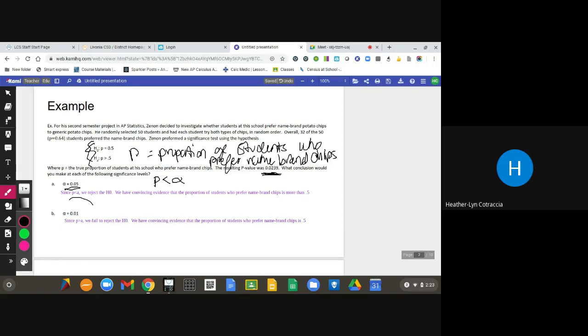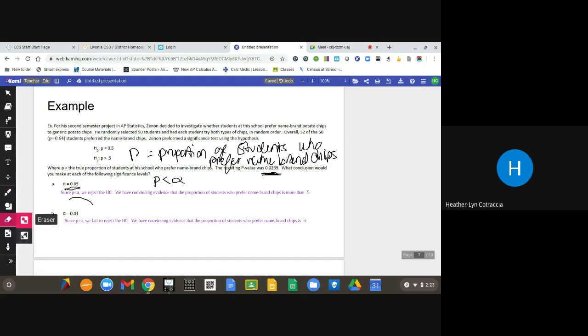Therefore, we have convincing evidence that the proportion of students who prefer name brand chips is more than 0.5. Because if you reject the null, you say, yep, it's probably not true, which means that we have convincing evidence that they do prefer the name brand chips.